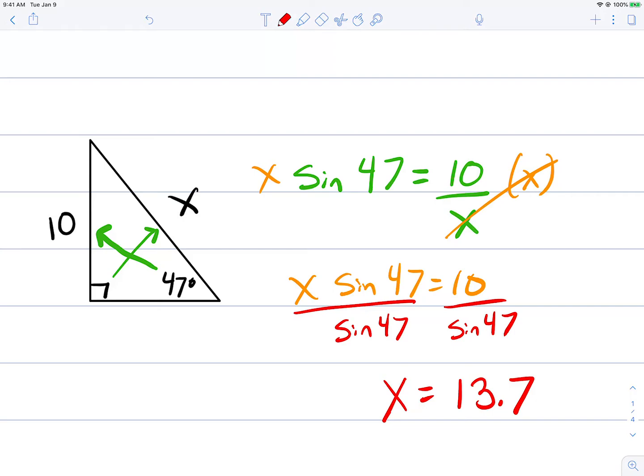So remember that you have to know what your calculator expects. For sine of 47, do you need to click the sine button and then 47, or do you hit 47 and then sine? For a lot of regular calculators, it's the sine button and 47. If you're using your calculator on your cell phone, it's probably 47 and then the sine button.